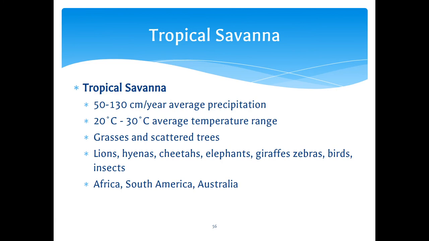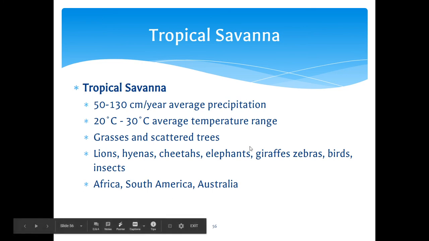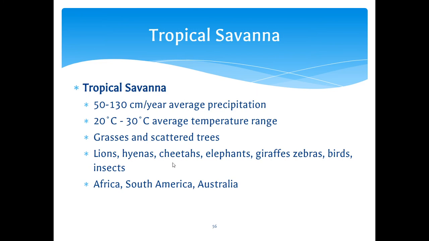Tropical savanna, you have 50 to 130 centimeters of average precipitation, 20 to 30 degrees Celsius average. So it doesn't get too cold. It's like 70 is the lowest almost, and 30s around like 80, 85, 90 degrees. So, yeah, not too bad. Grasses and scattered trees, lions, hyenas, cheetahs, elephants, giraffes, zebras, birds, and insects. So you're thinking movie-wise, it'd be like The Lion King if you ever watched that.